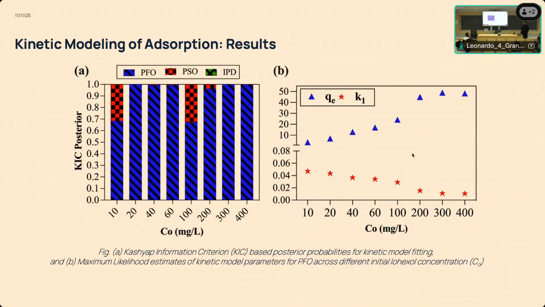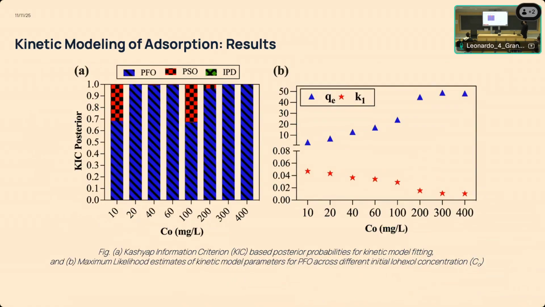And for the kinetics of our adsorption process, since we had a variety of experiments conducted at different concentrations, you can clearly see that the interparticle diffusion model was not selected based upon the KIC posterior probability, but we had a combination of pseudo first order and pseudo second order at some concentrations, but mostly it was the pseudo first order that ended up being selected based upon the KIC posterior.